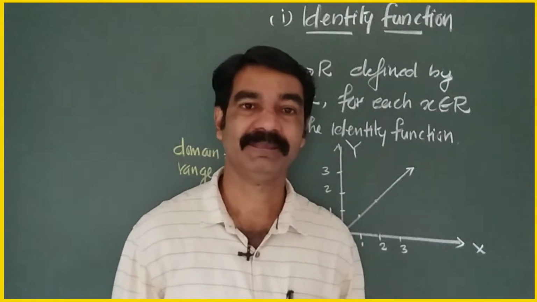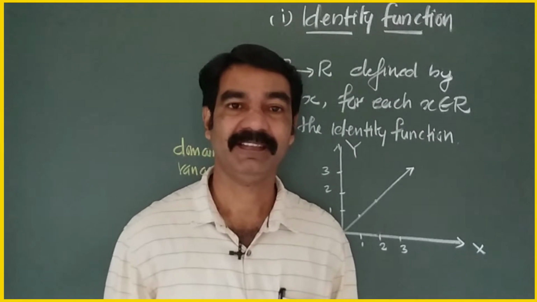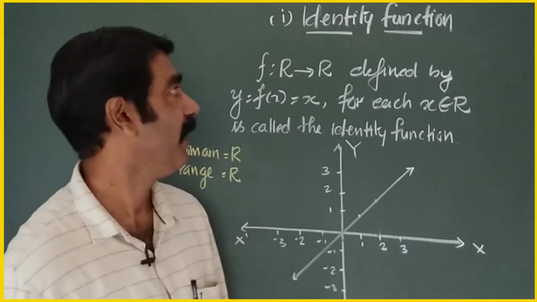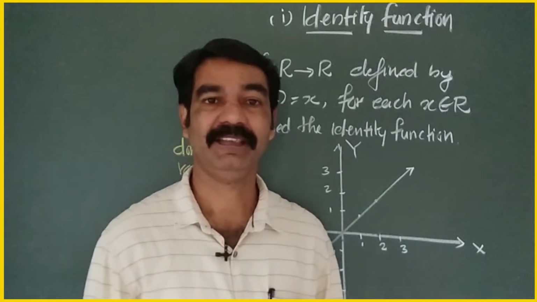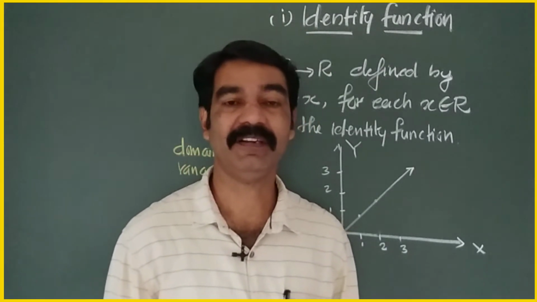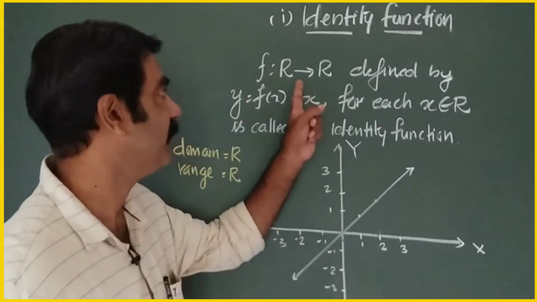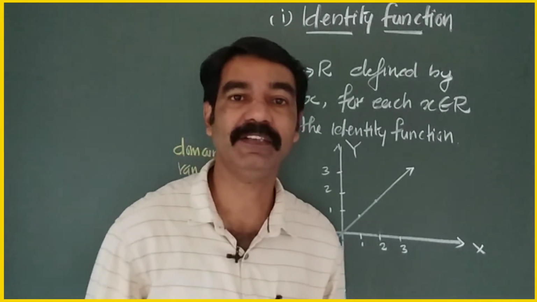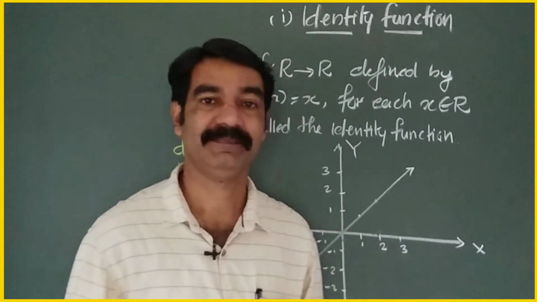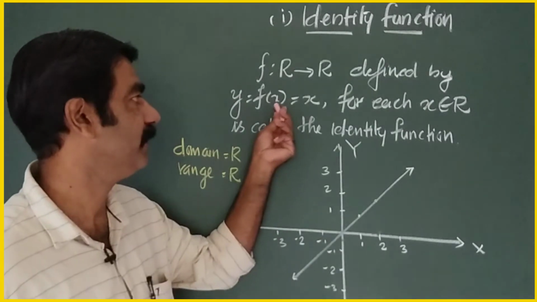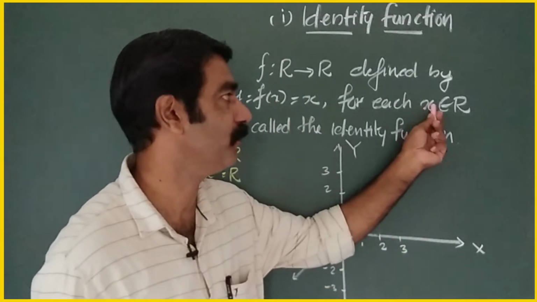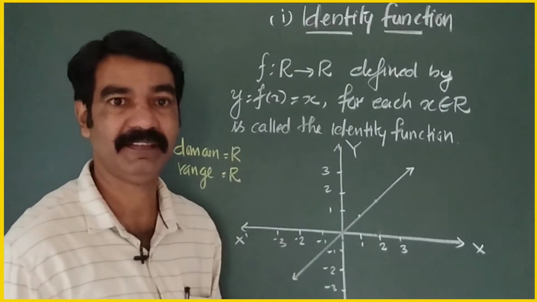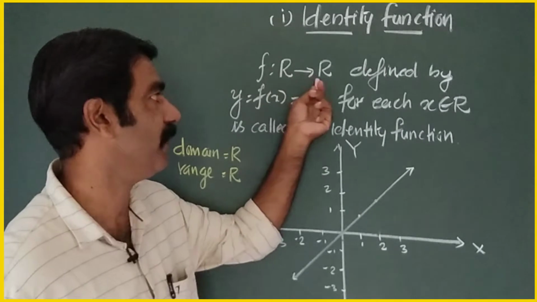So welcome back. Today we are discussing some important functions and their graphs. First we are discussing the identity function. What is an identity function? We consider a function from R to R defined by y = f(x) = x, for each x belonging to R. This is called an identity function.